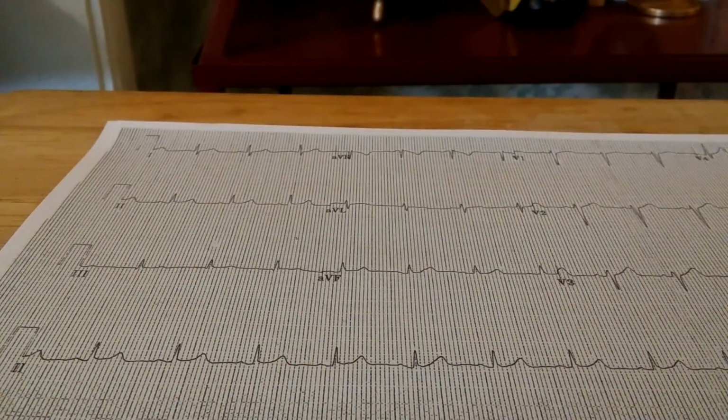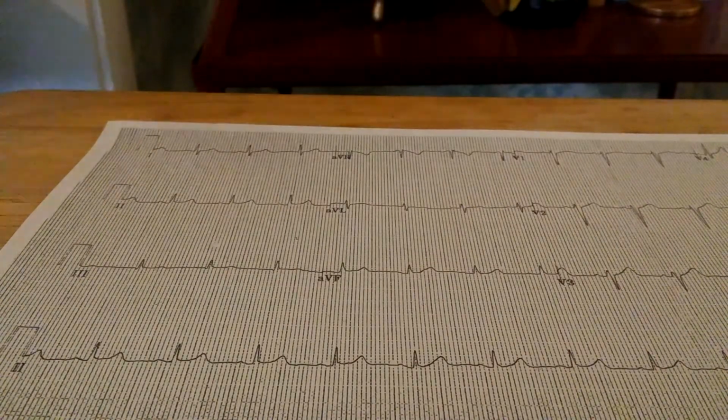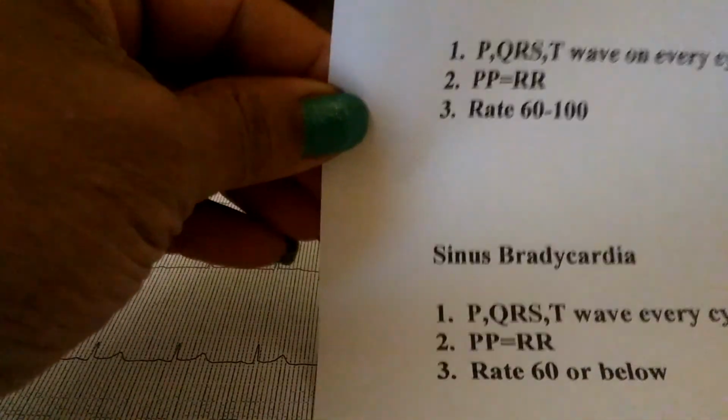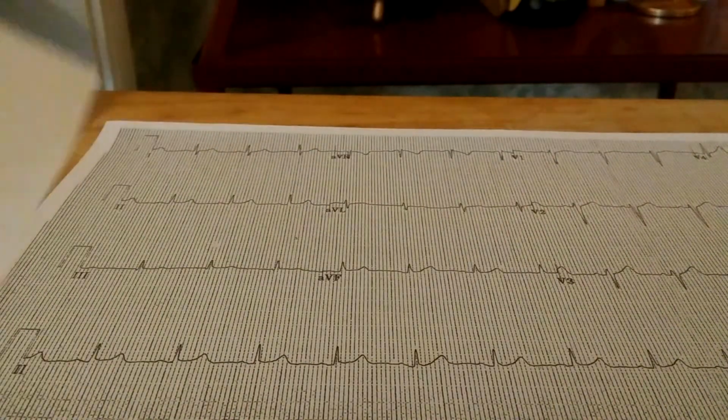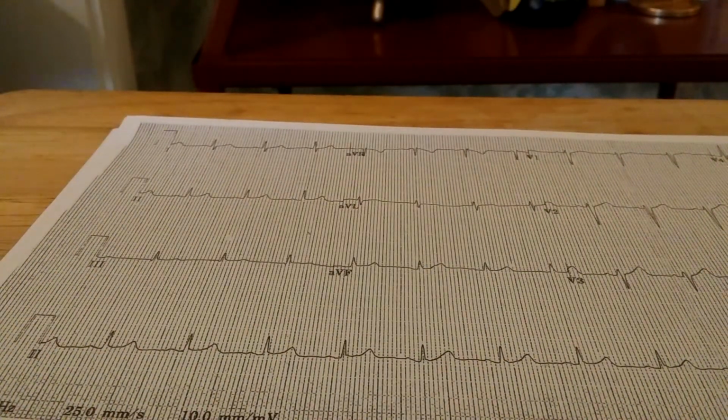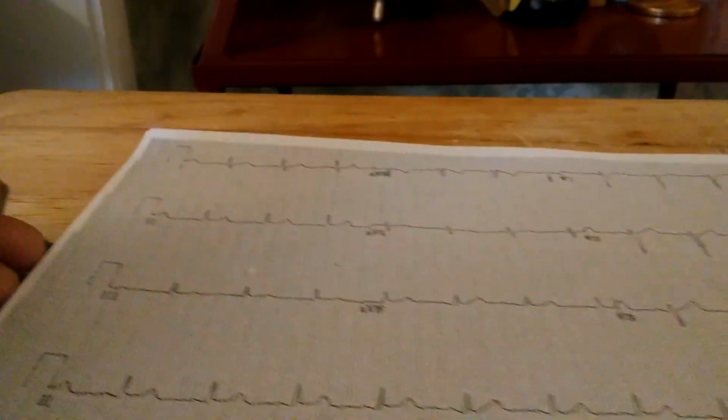And you should always keep this sheet in front of you, the rhythm criteria for normal. Keep it right beside your EKG. I don't need it, but you should keep it right beside it.